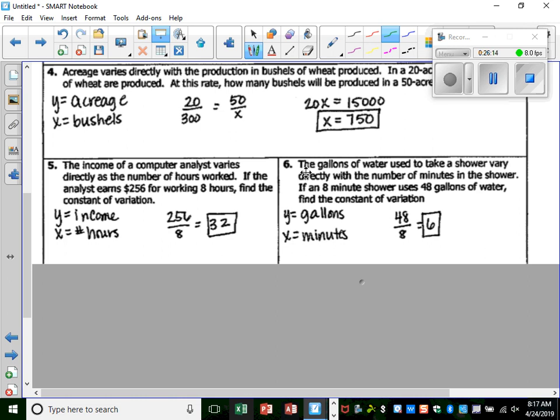Same thing for number 6. The gallons of water used to take a shower vary directly with the number of minutes. So gallons is your y, and minutes is your x. If an 8-minute shower uses 48 gallons, so 48 is gallons, that's at the top, divided by 8, find the constant of variation, and obviously that's 6. Does that seem pretty doable?